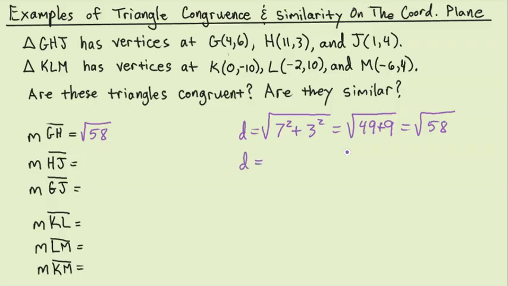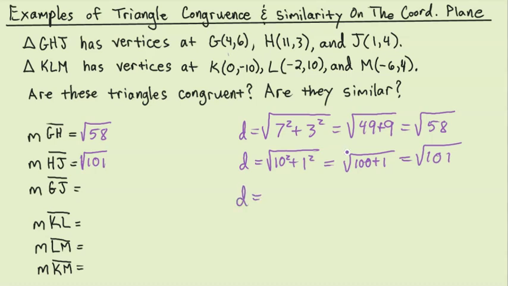Now let's find the distance between H and J. We're going from 11, 3 to 1, 4. Well, how far is it between 11 and 1? Those are our x values. 11 minus 1 is 10. So the square root, we'll do 10 squared plus. Then how far is it from 3 to 4? Well, it's 1. 1 unit from 3 to 4, so that's 1 squared. So we're going to have the square root. 10 squared is 100. 1 squared is 1. And so this is going to be the square root of 101. So the length of side HJ is the square root of 101.